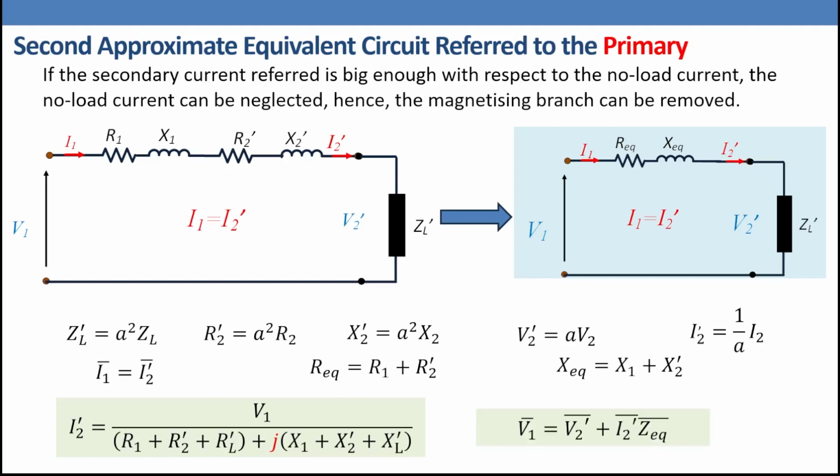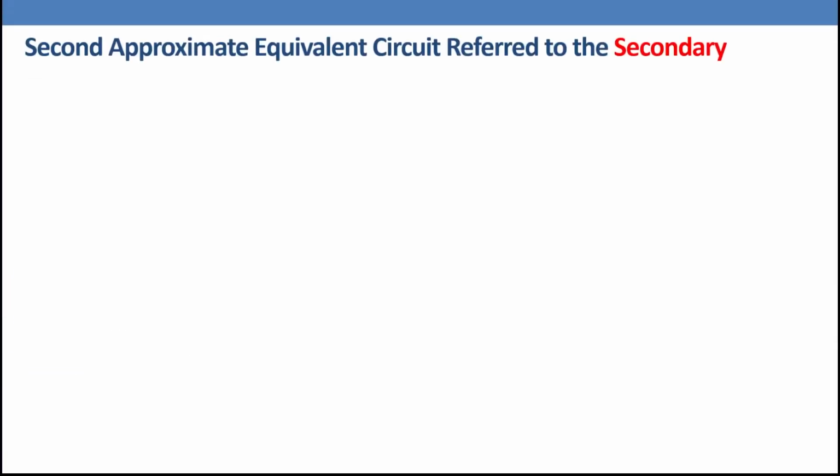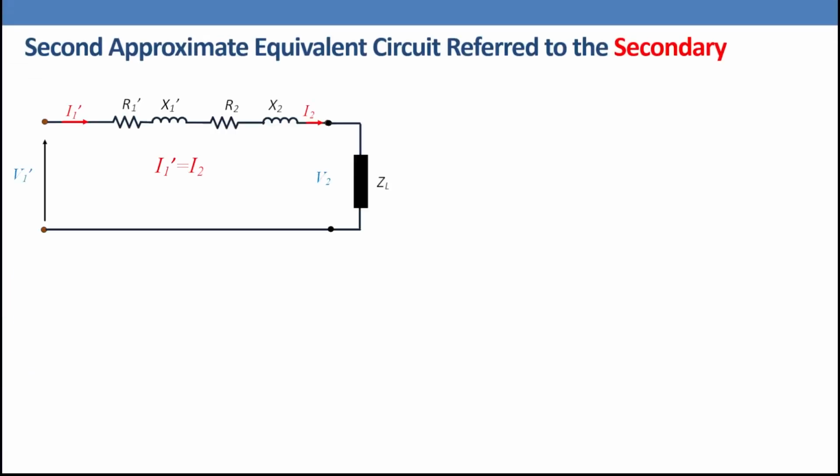And V1 equals V2' plus I2' Z equivalent. If we don't know Z load', we can use this equation. Regarding referring to the secondary side, the equivalent circuit will be as shown in the figure, where R1' and X1' will be in series with R2 and X2. And in this case, I1' equals I2.